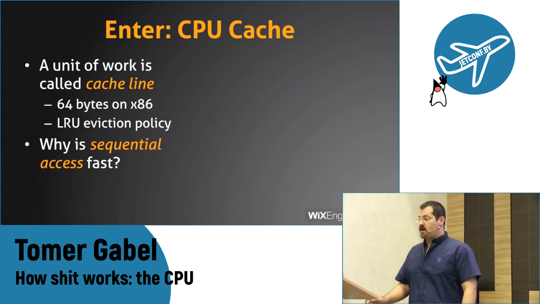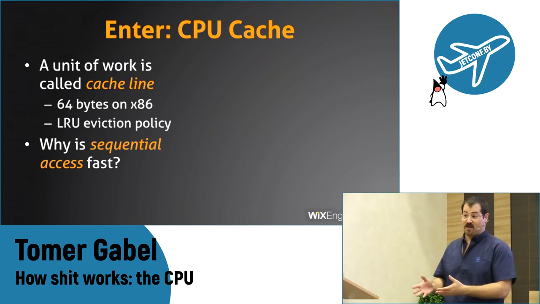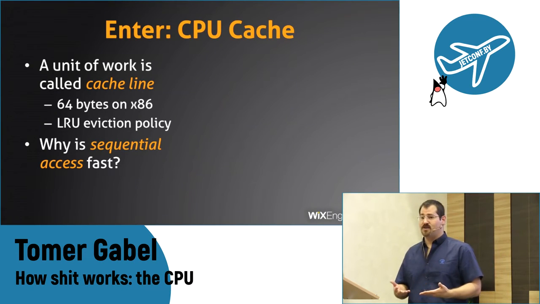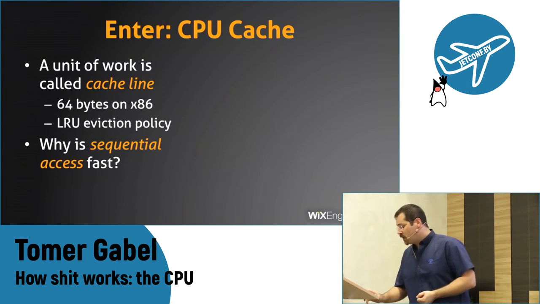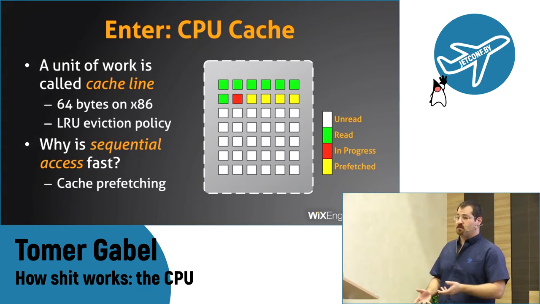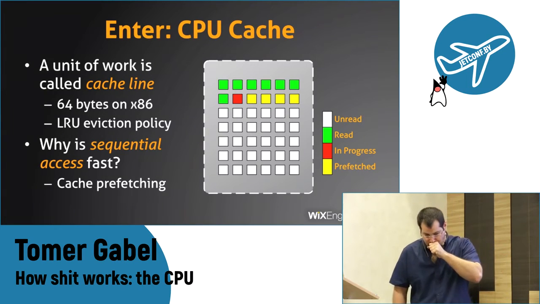So why is sequential access so fast, right? If we have 130 megabytes per second of random bandwidth, how is it that we can actually read 6 to 9 gigabytes of memory per second on a modern CPU? The mechanism is called the cache prefetcher.